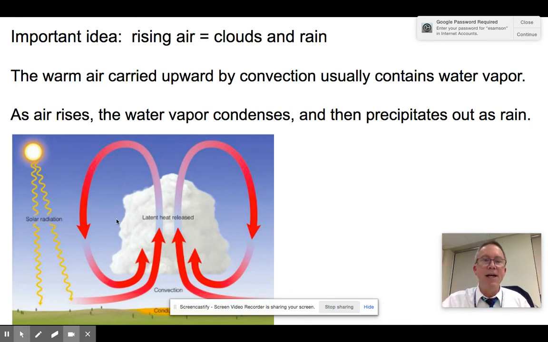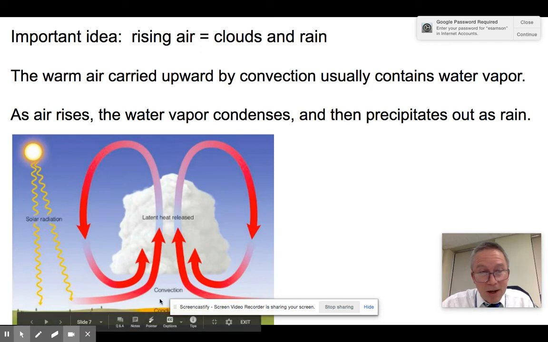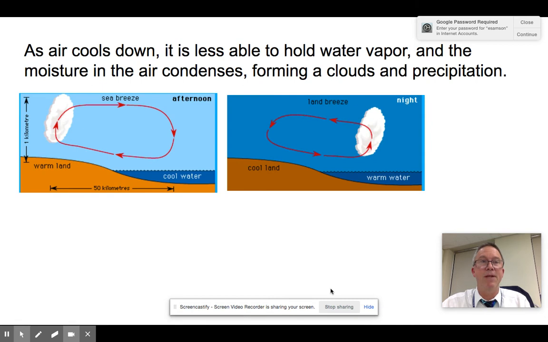The point is, when clouds form, they release a lot of heat energy, and that heat energy further pushes the air upwards. But the main takeaway here, the main thing I need you to get into your head, is that rising air is going to result in clouds and precipitation, because as that moist air goes up, it's going to cool off, condense, and precipitate. Please don't forget that.